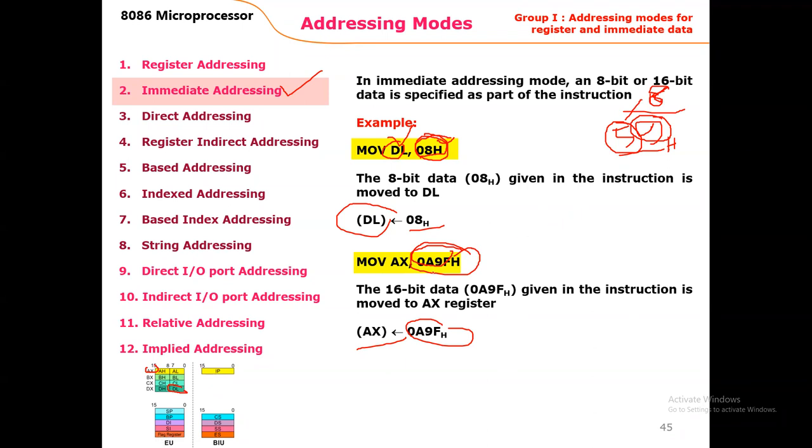And this data is 0A9F. The H means this is hexadecimal data. Because one hexadecimal digit means 4 binary bits, so 4, 4, 4, 4 makes 16 bits. So this needs a 16-bit register, not 8-bit. For a 16-bit register, you know AX, BX, CX or DX, any of them. You can use AX or BX or CX or DX, no problem. Okay, we use AX. Clear?